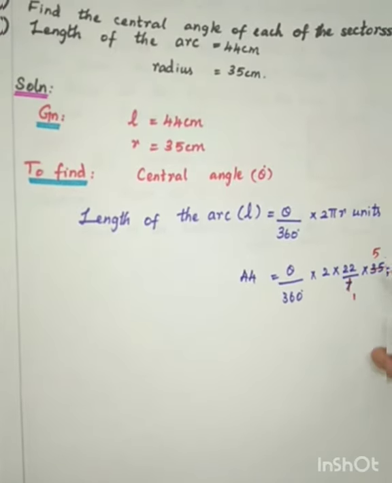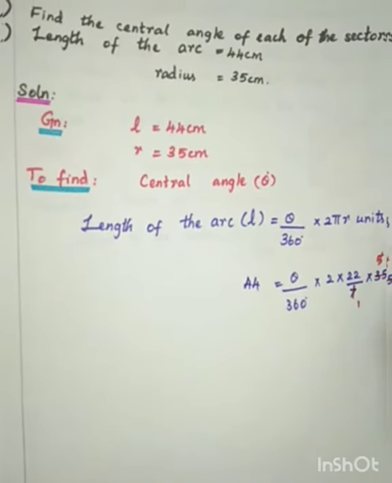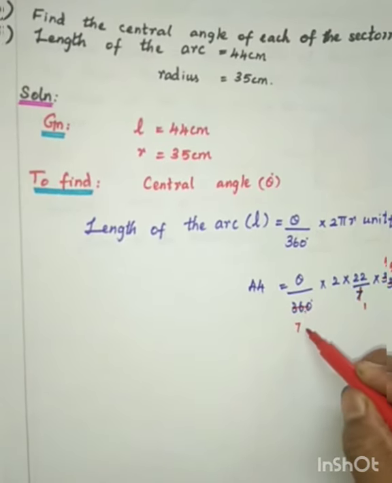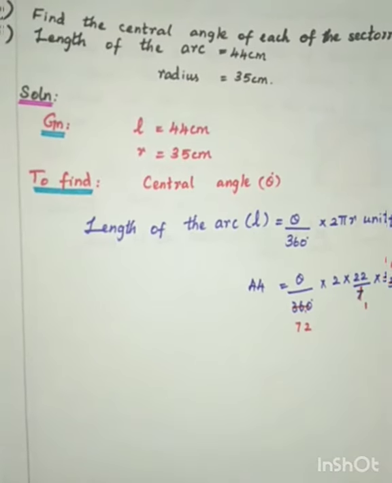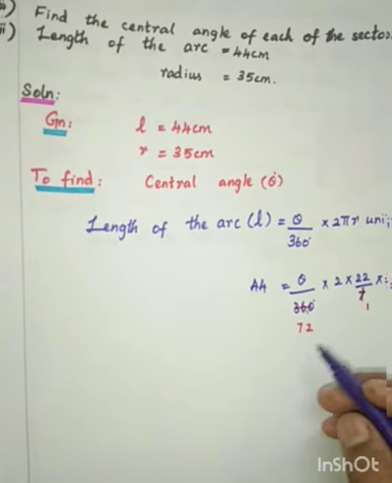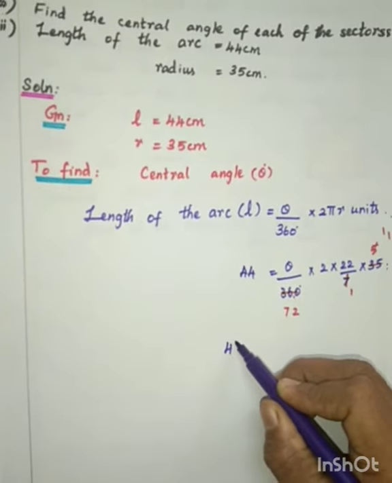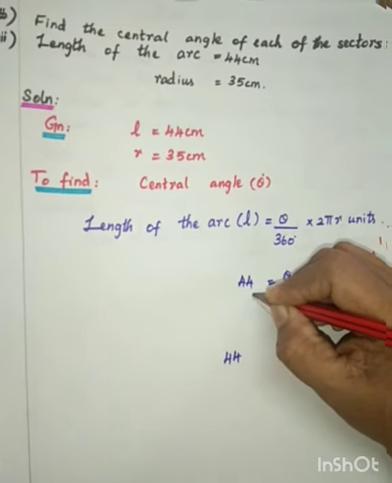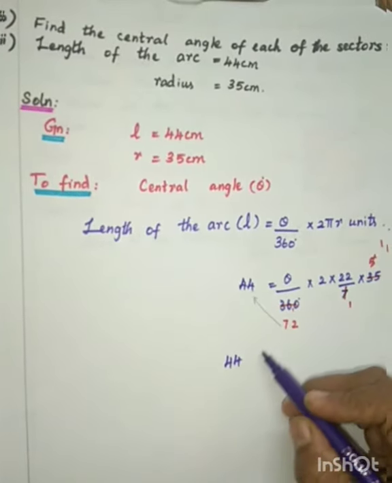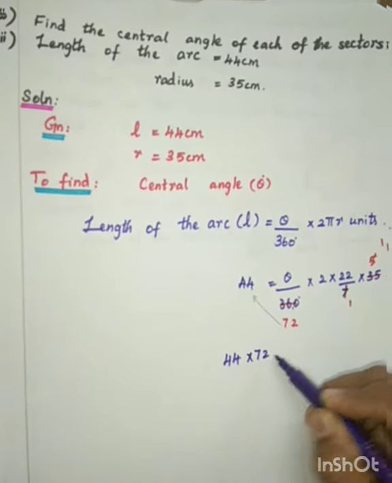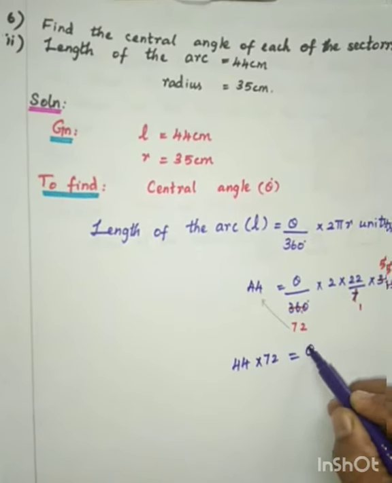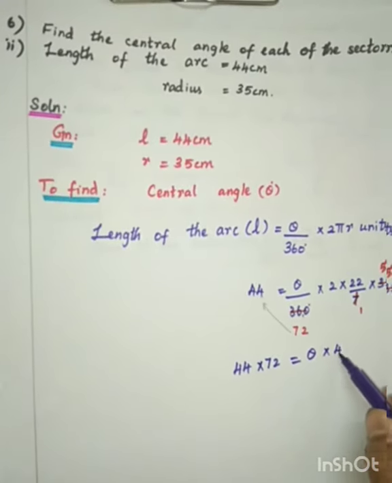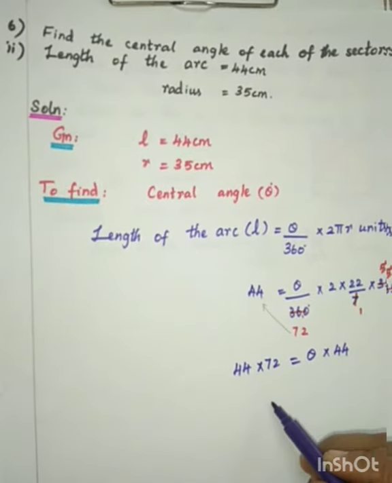Then we can cancel with the fifth table. 5 ones are 5, 7 fives are 35. Remainder 1. So 2 5s are 10. Then the remaining values we can bring to the next side. That is 44. Here the denominator is 72, so it will be cross multiplied. It will come as multiplication. So 44 into 72 equal to theta. Here the numerator is 2 into 22. 2 22s are 44.